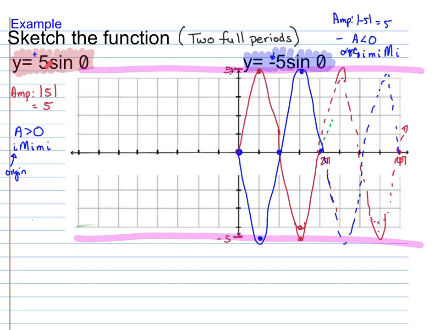So all the 5 does here is stretch it higher or longer, the length from your midline to your max and from your midline to your min. It basically tells you how far away you are from this point to that and from this point to your min. It should be the same. What the positive or negative does is tell you, after you have your starting point, which direction you go: do you go up for a positive, or down for a negative? So that's what it tells you to do.